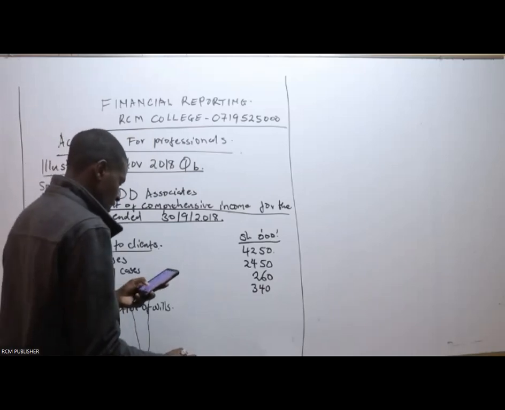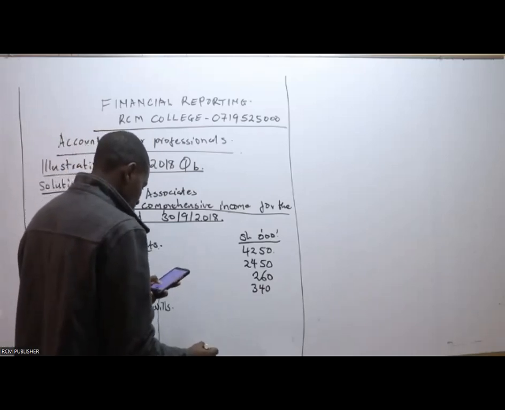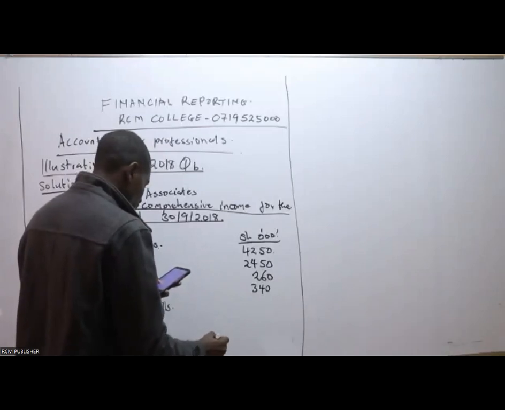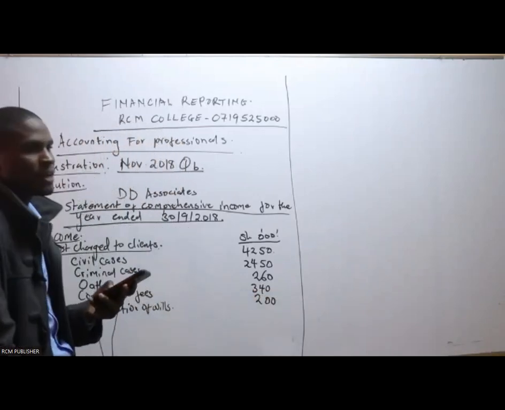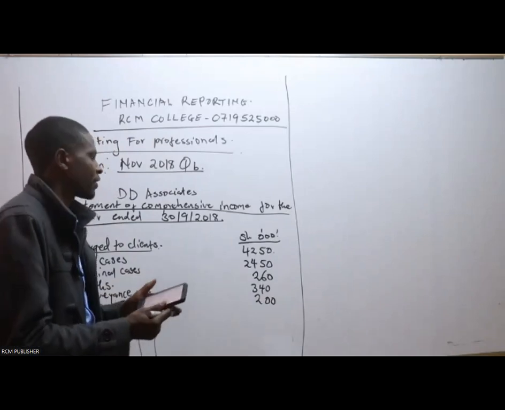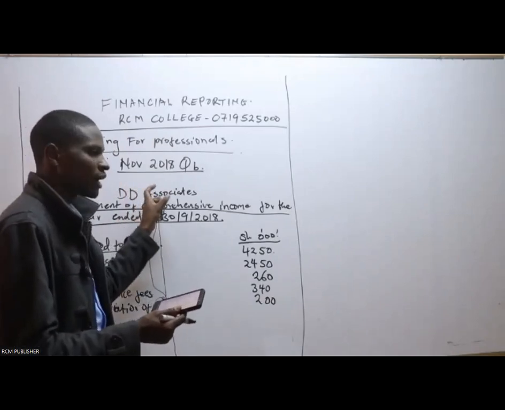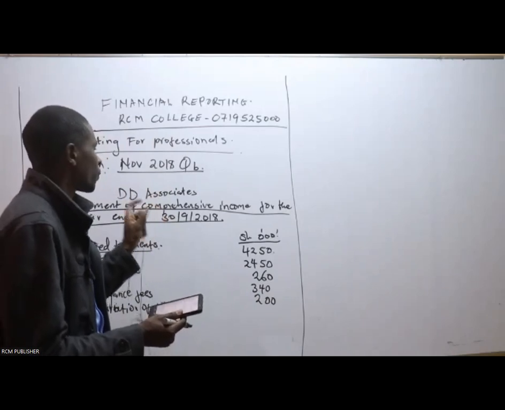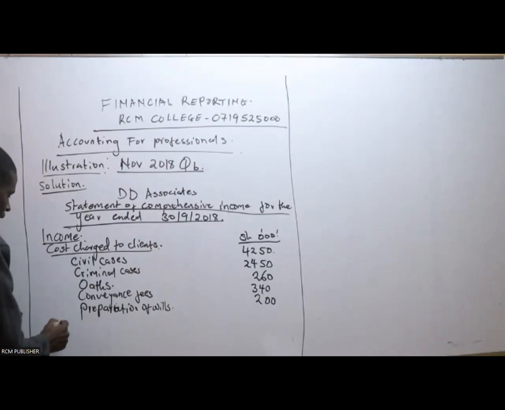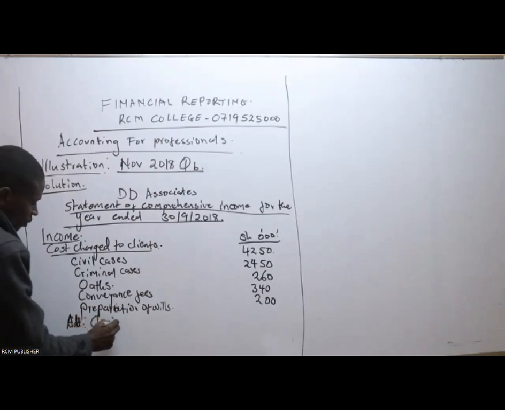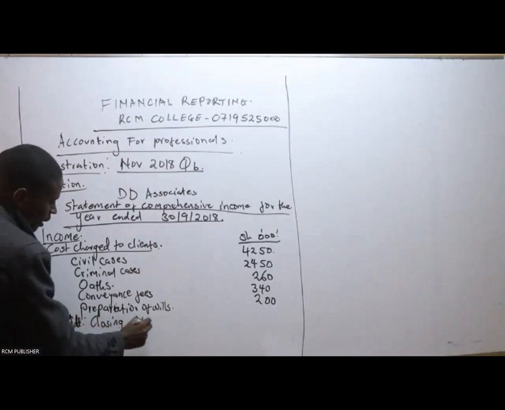Let's be a bit fast so that we are able to at least complete. Then we have preparation of will, which is 200. Now, according to the format of preparing the accounts under the professional accounts, we are supposed to add closing work in progress.